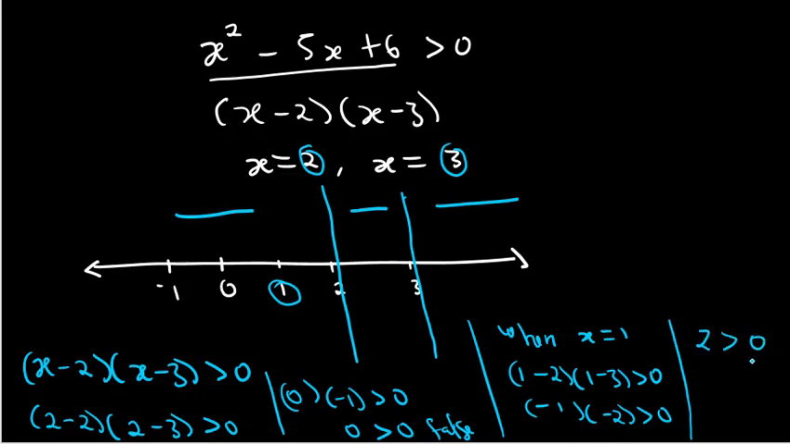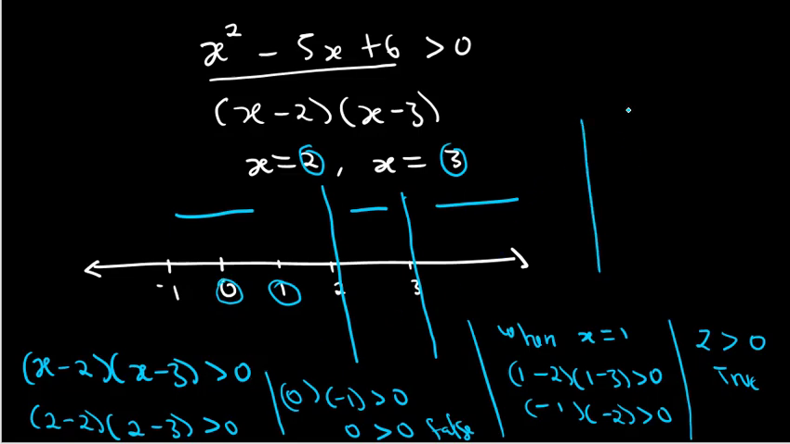Now let's analyze this. 2 is greater than 0. Is this statement true? Yes, this statement is true. So this one, when x is equal to 1, is satisfying the quadratic inequality. Let's try this one too, when x is equal to what? 0, and see.